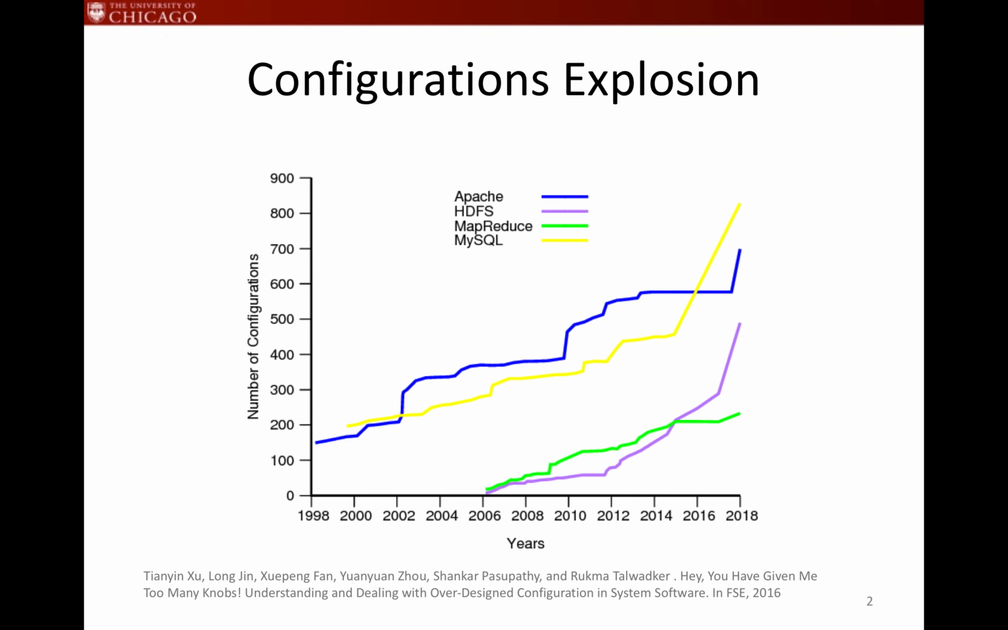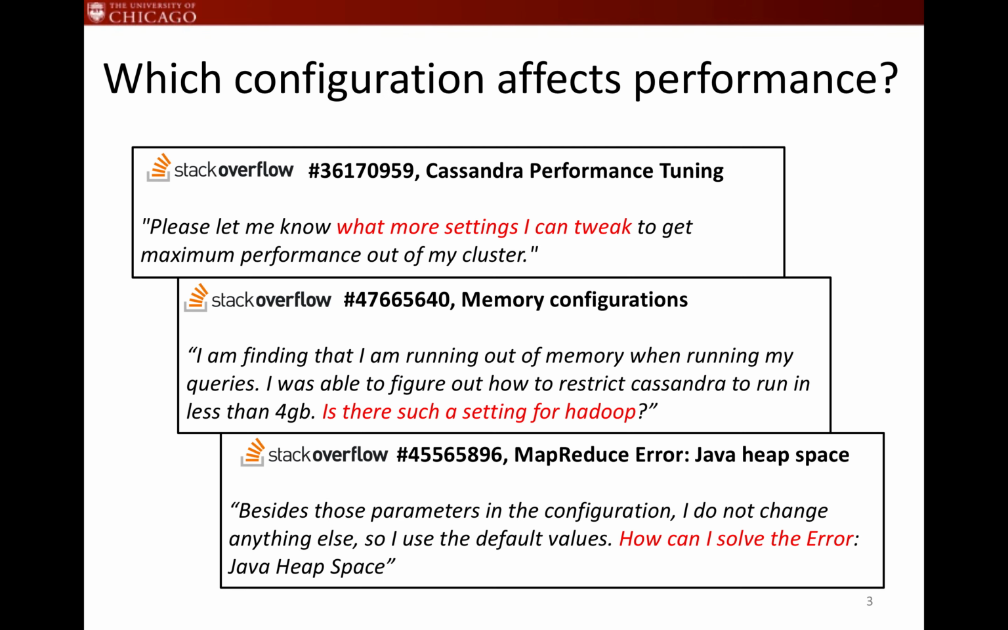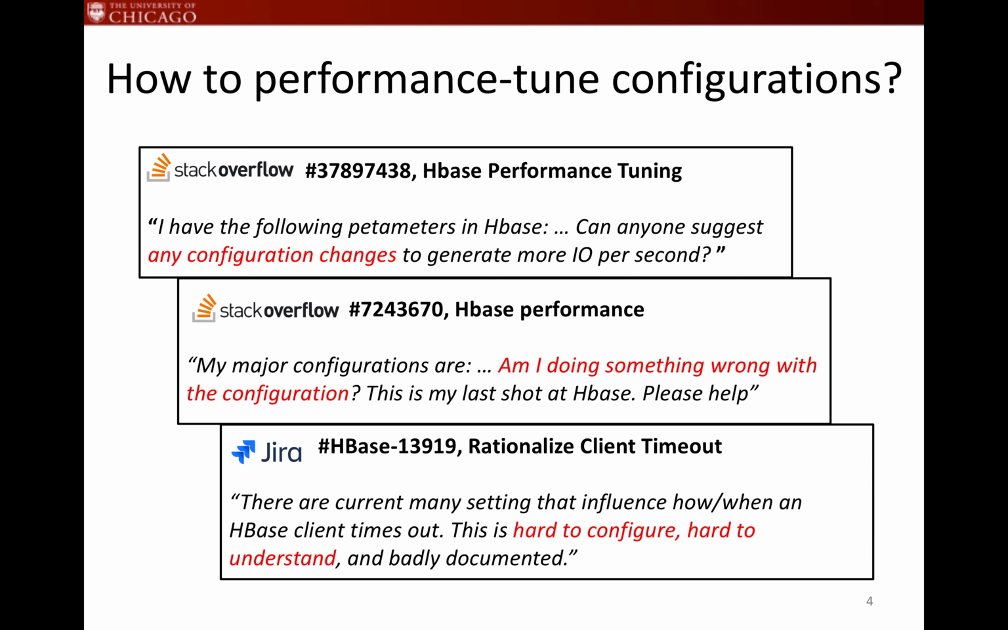Modern software often has hundreds of configurations. The number of software configurations increases dramatically over the years. Do users know how to use these hundreds or thousands of configurations? The answer is no. There are many forum posts like this one that ask which configuration can be tuned to improve performance. Even when the user knows which configuration to tune, they still often struggle at figuring out how to tweak a configuration to achieve a certain performance goal.